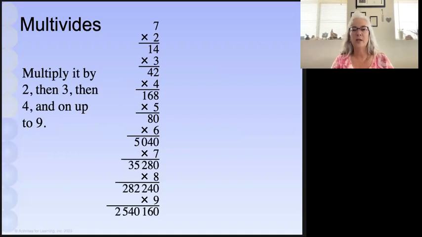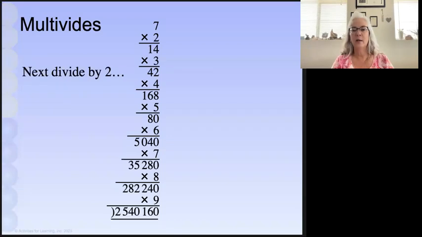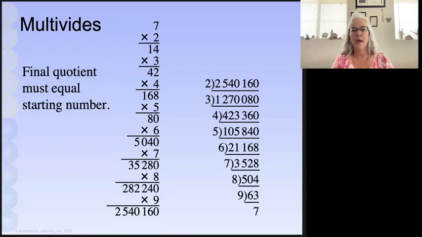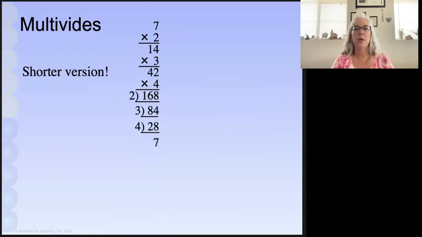2,540,000. I'm going to take that total, and I'm going to divide that by 2, by 3, by 4. And so I'm getting all this practice with my multiplication and my division. The final quotient must equal my starting number. This is something that we do in the program. Now, some kids, this is too much for them. Well, then do a shorter version, where here I've multiplied it by 2, 3, 4, and then I've divided it by 2, 3, 4. Or maybe you want to take a starting number and multiply it by 6, 7, 8, divided by 6, 7, 8.